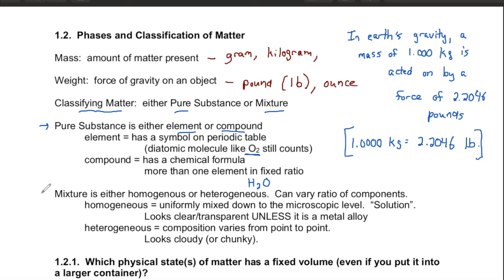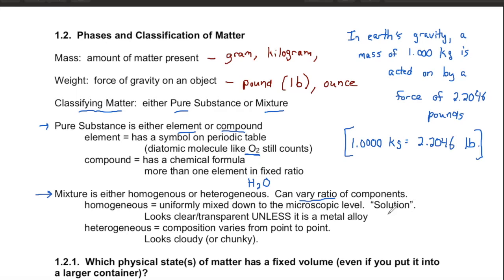A mixture cannot be written as just a chemical formula because you can vary the ratio of compounds. We write H2O because water has 2 hydrogen atoms for every 1 oxygen atom. But if you had just a mixture in a tank of hydrogen gas and oxygen gas, you could change the ratio of those components. And so that would just be a mixture.